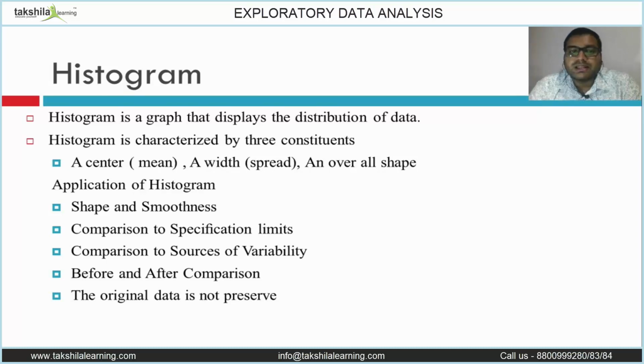The histogram is a graph that displays the distribution of the data, and it is characterized by three components. First is the center, like the mean. Second is the width, how the data is spread. And the third is the overall shape, how much the data is spread.